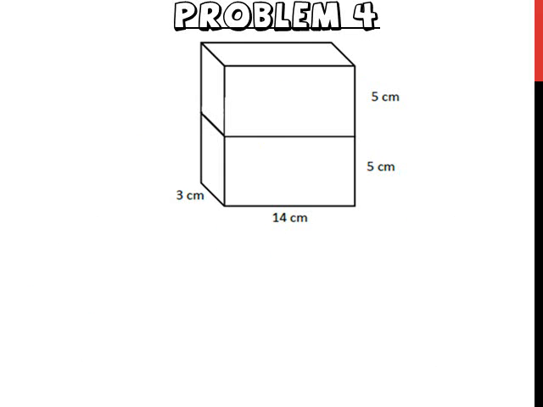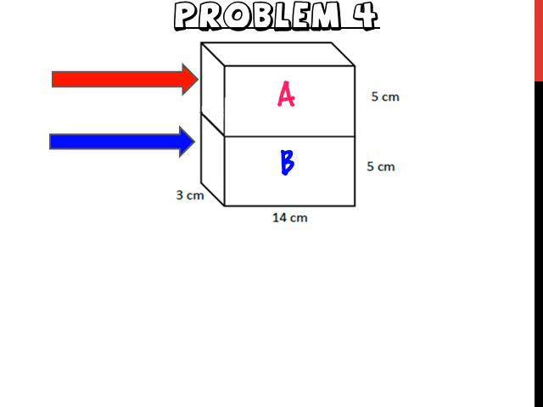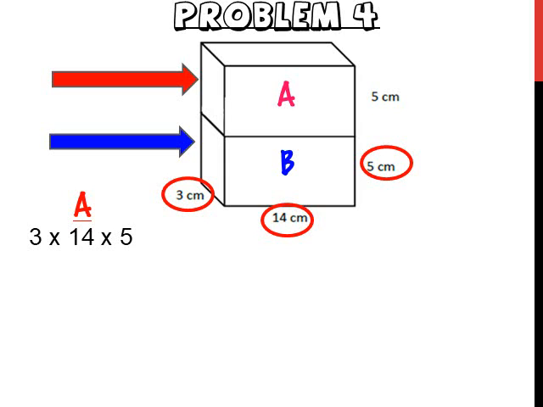Problem 4. Let's put an A in the top box and a B in the second box. When you look at A and B, they're the exact same shape, and that means they represent the exact same numbers as well. They're identical. So A's numbers are going to be 3, 14, and 5. 3 for the width, 14 for the length, and 5 for the height. When we multiply 3 times 14 times 5, we get the volume for A, but we're also going to get the volume for B as well. 3 times 14 is 42, and 42 times 5 is 210. So you'll have 210 cubic centimeters.